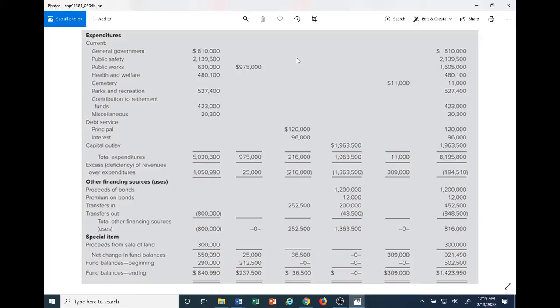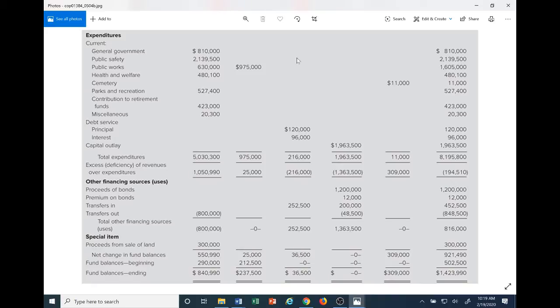Next, you can see the same thing here. We still have our total column. We're still just summing from left to right and down. So we have our total expenditures here. If you recall back to our revenues, we had our total revenues, then we have expenditures, then our total expenditures. The next line we're going to see is excess or deficiency of revenues over expenditures. In this case, we had an excess of revenues over expenditures of $1,059,090. In this one, we have a deficiency of revenues over expenditures of $216,000.